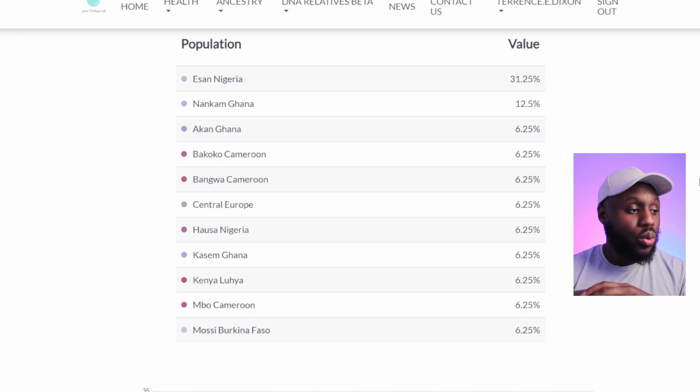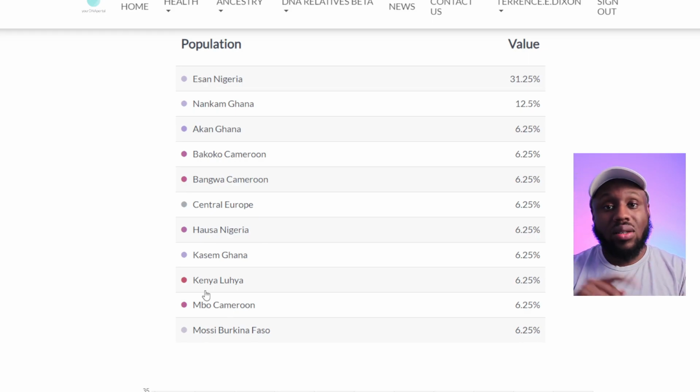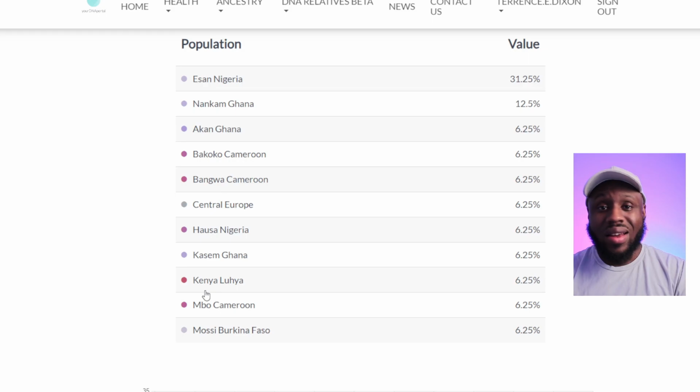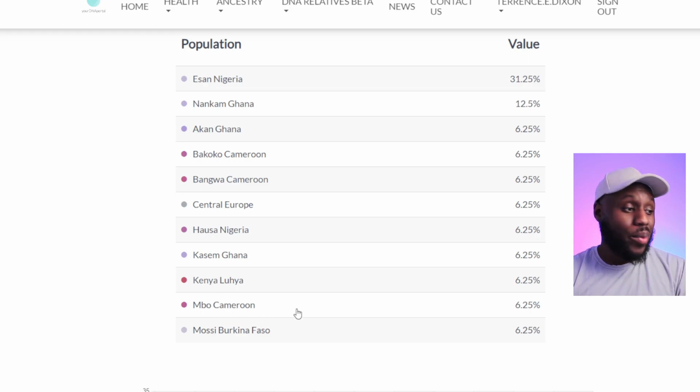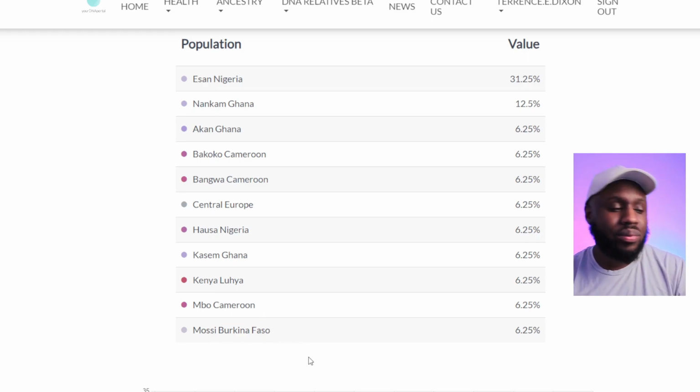In Kenya, we have the Luhuya, which is interesting. I always find that one interesting because when I took my first test with MyHeritage, Kenya came up as one of the results. I always wondered, that's interesting, because when I took my other tests, 23andMe and Ancestry, those Kenya results just weren't there. They just don't pop up in the result list. So seeing it here is interesting. I think I saw it with LivingDNA as well. We also have the Imbo of Cameroon and the Mosi of Burkina Faso.